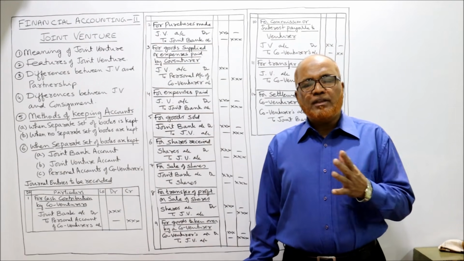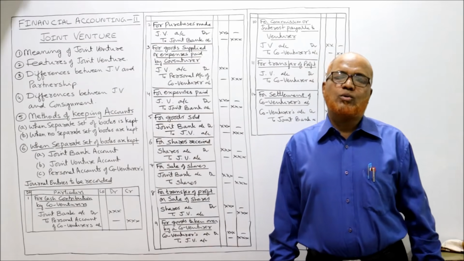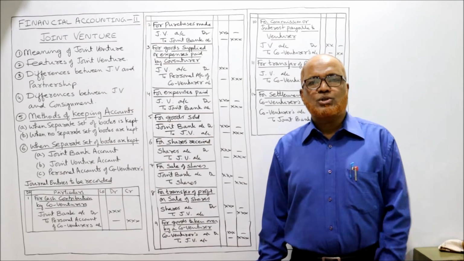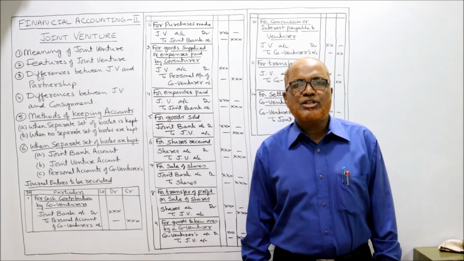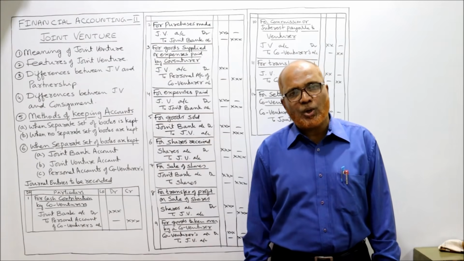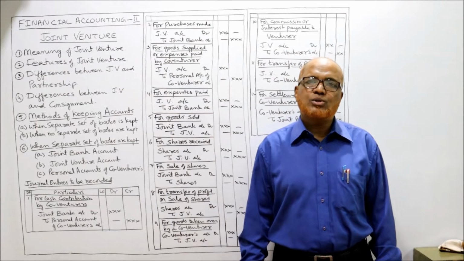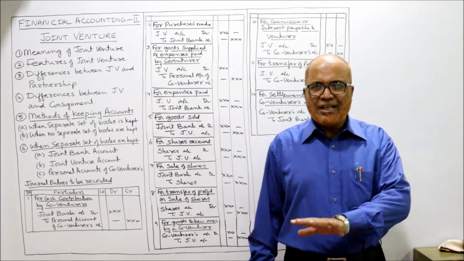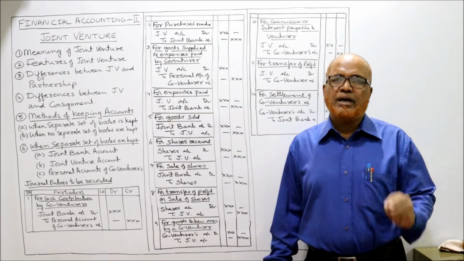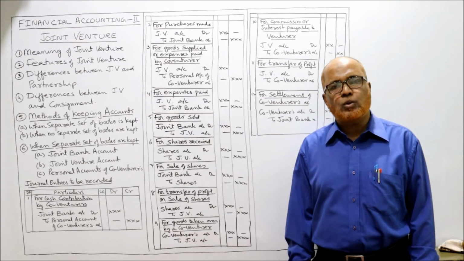In this subject, Financial Accounting 2, I'm going to cover the topics of bills of exchange, then consignment, joint venture account, accounts from incomplete records, and accounts of non-profit organizations. These 5 topics I'm going to cover in this subject, Financial Accounting 2.